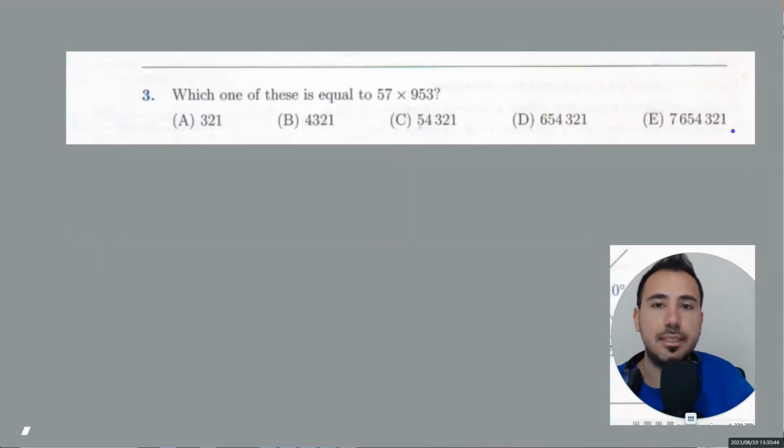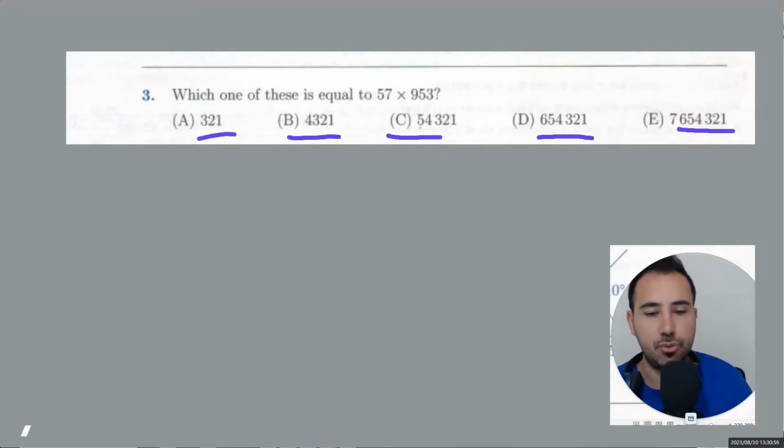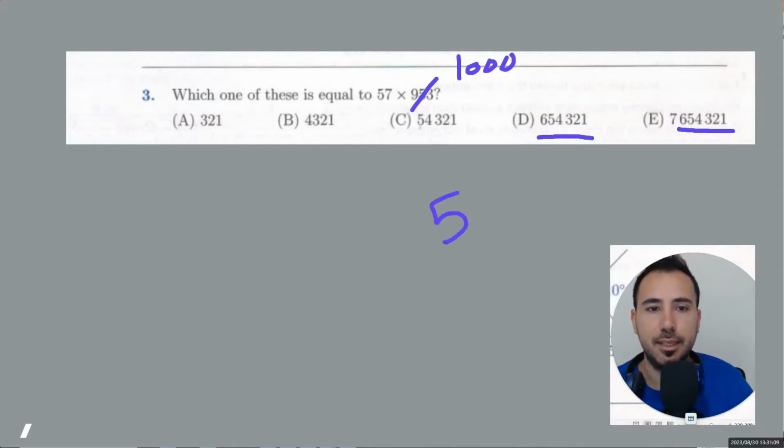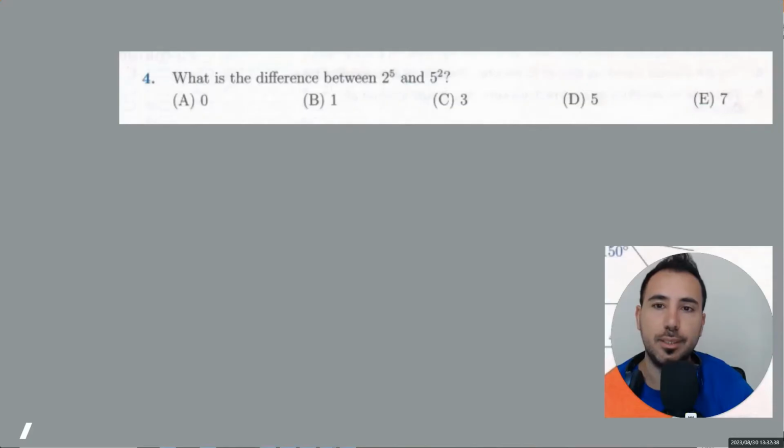Which one of these is equal to 57 multiplied by 953? This question has been designed to waste your time. When we look at the options, you see that the differences are huge, so we just need an approximation. This is close to 1,000, so 57 multiplied by 1,000 is 57,000. Which one is close to this? Only this one, C.